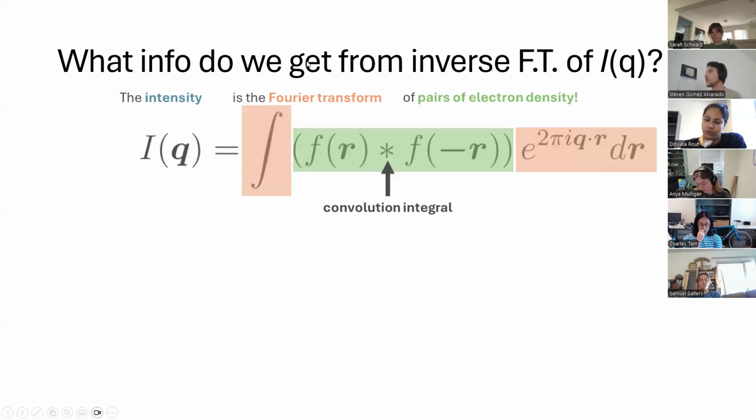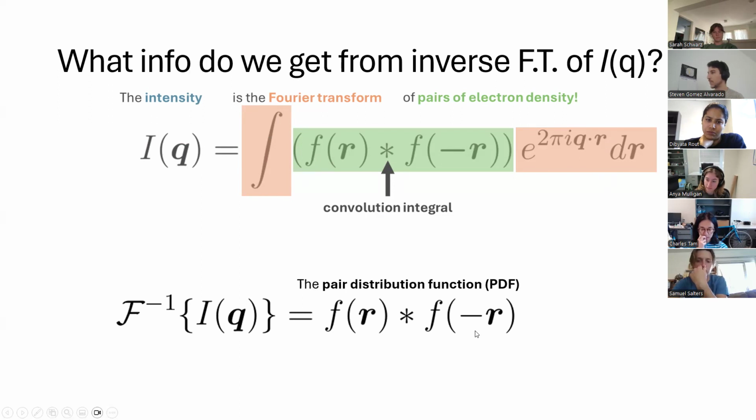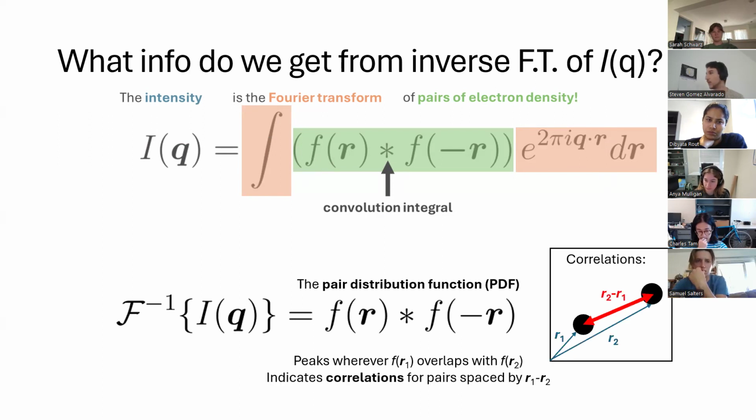So what information do we get from inverting the intensity that we get out from a diffraction experiment? If we apply the inverse Fourier transform, we get rid of this orange stuff, and we're left with this convolution integral in the middle. And that itself is what we call the pair distribution function, or PDF.